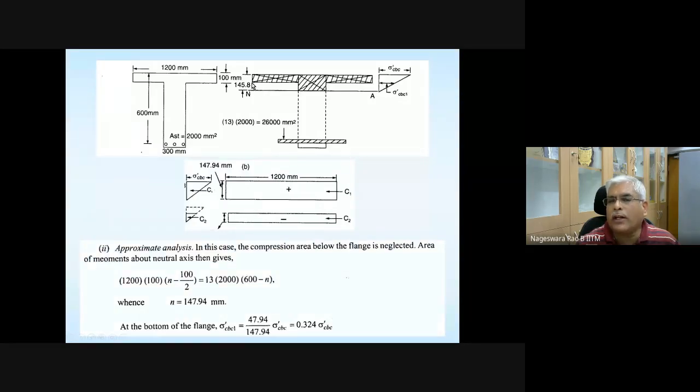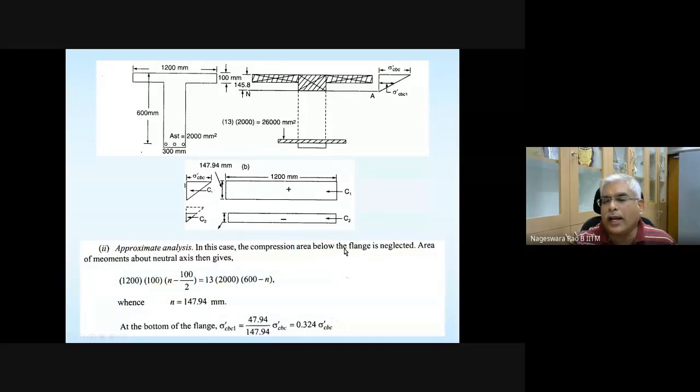I want to remove this entire portion. I don't want two separate rectangles, because I am ignoring this portion. So I am subtracting this entire thing. What is this dimension? This depth is 45.8, and this is 1200. So I'm going to take this one and subtract the lower one from the top one. C1 minus C2 is going to be only the portion of the flange.